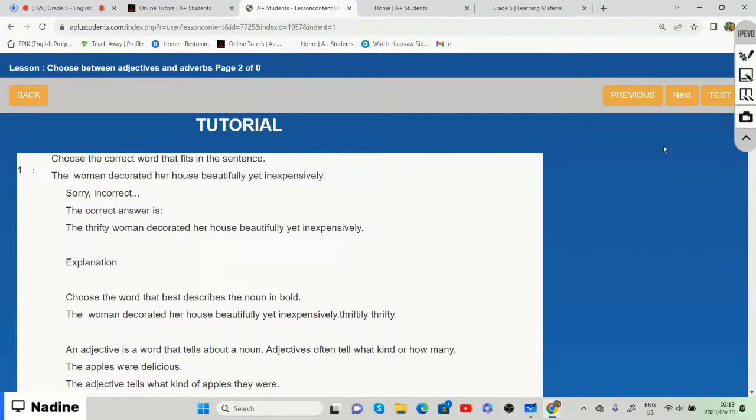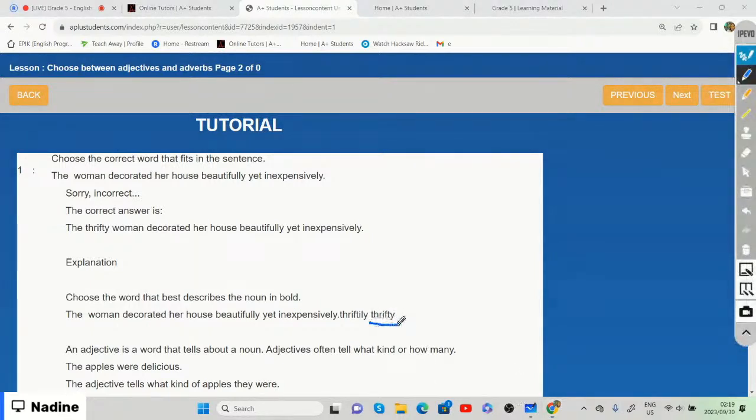All right, so we can say it is a thrifty woman because she's very thrifty. Thriftily is an adverb. So we just go with thrifty woman. Thrifty describes or tells us about the woman, what type of woman she is, what kind of woman she is. She's a thrifty woman.